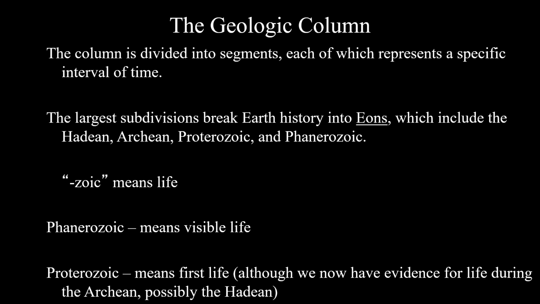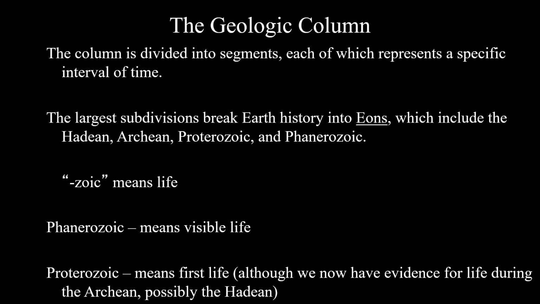We're going to get into this a little bit more in the next lecture, but we're just going to introduce it now. So the largest subdivision of time in Earth history we call an eon. We have 4 eons on the geologic column. So we have the Hadean, the Archean, the Proterozoic, and the Phanerozoic. Notice that those last 2 have the ending zoic. Zoic means life. Phanerozoic means visible life.